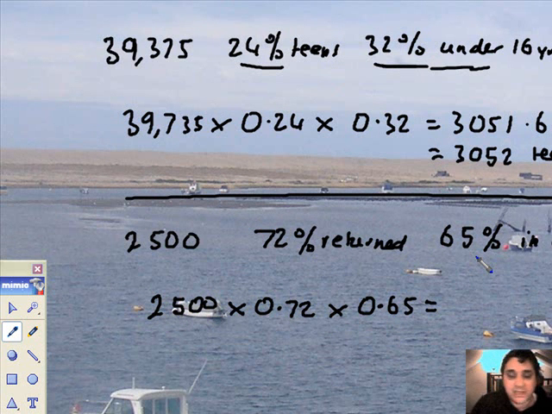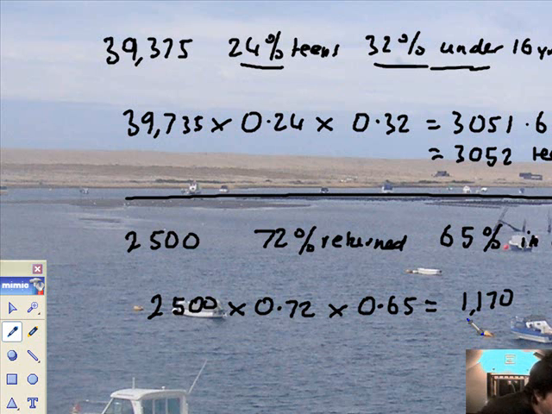This is my successive percentage change. Alright, so here I go. 2500 multiplied by 0.72, that's the returns. Multiply again by 0.65, that's the returns who are in favour. And I have on my calculator 1,170 of the townsfolk, who are definitely village folk even, who are in fact happy to run with a new speed limit.